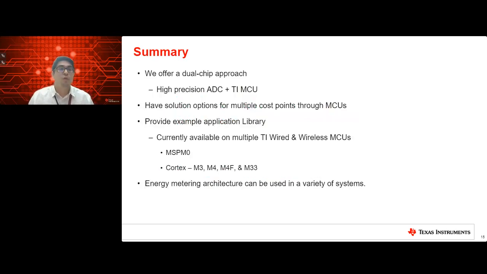So in summary here, we offer a dual chip solution with a high precision ADC plus a TI microcontroller. We have solution options for multiple different cost points, as I showed in the previous slide, from our lower end with the MSP-M0G up to our higher end with the wireless microcontrollers that we have available. We provide an example application library when you receive a reference design, currently available on multiple TI wired and wireless microcontrollers, the MSP-M0, or if you need a Cortex M3, M4, or up to M33, that would be on the wireless microcontroller side. And the energy metering architecture can be used for a variety of systems, as Jyah was saying, not just for metering, but going into AC and DC charging as well.